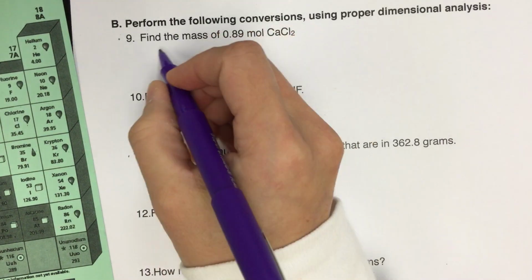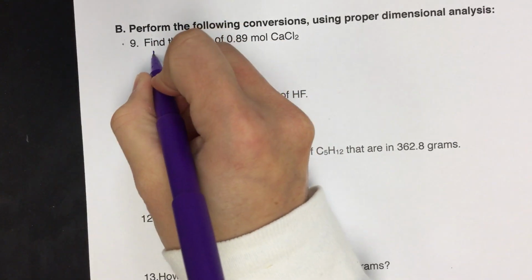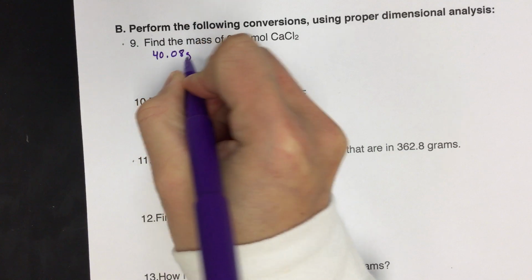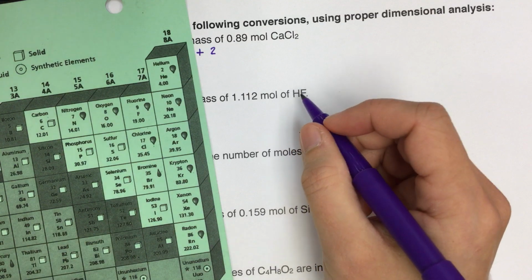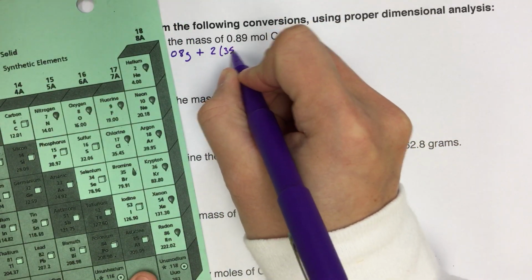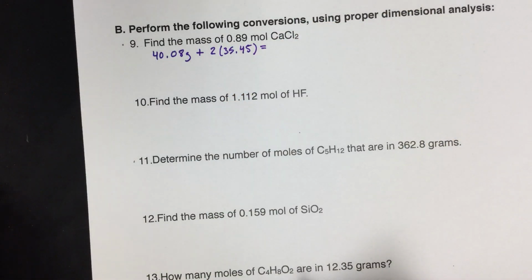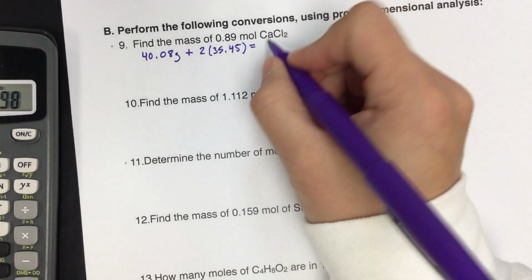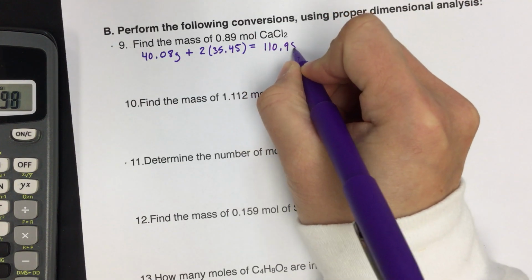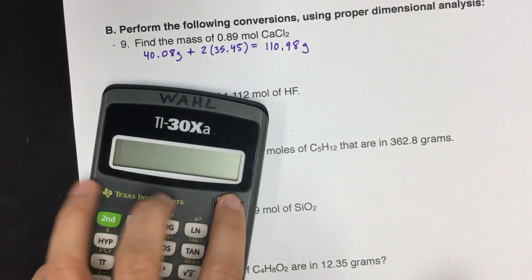But we're going to do calcium is 40.08. And chlorine is 35.45. And we have 2 of those. So I'm going to do this calculation. 110.98 grams. So that's the molar mass that I'm going to need to set up this problem.